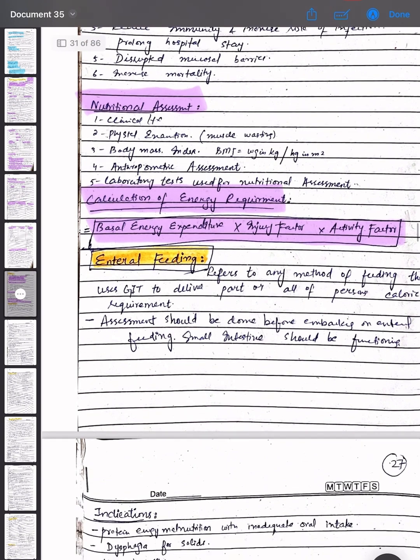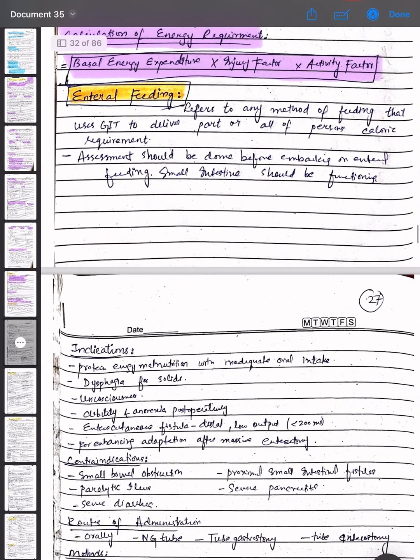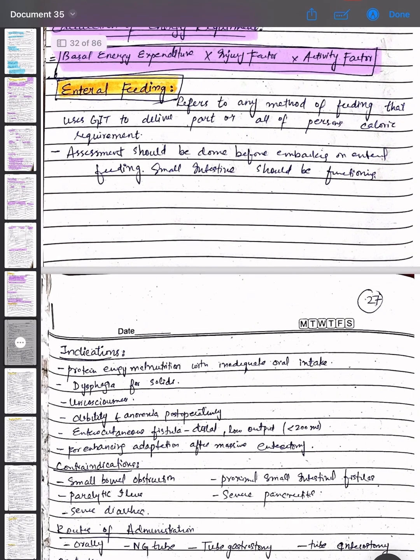Okay, now coming towards enteral feeding. What is enteral feeding? It refers to any method of feeding that uses the GIT to deliver part or all of a person's caloric requirement. Assessment should be done before embarking on enteral feeding. The small intestine should be functioning.